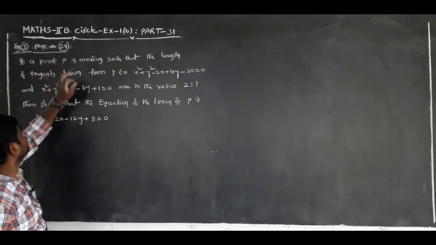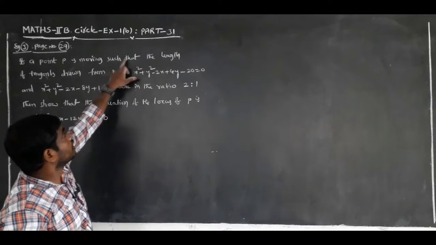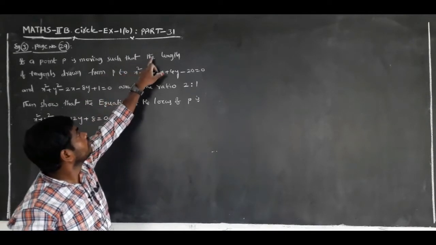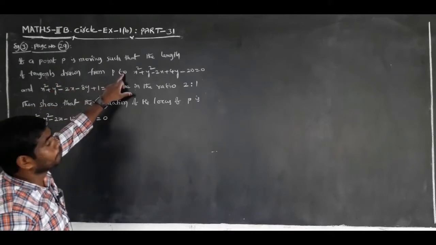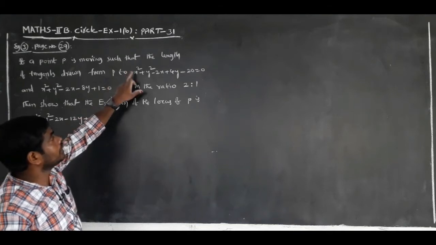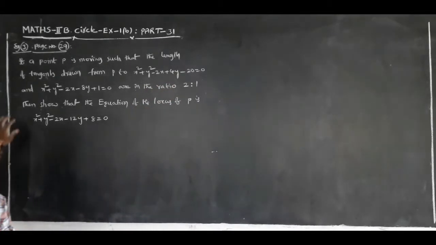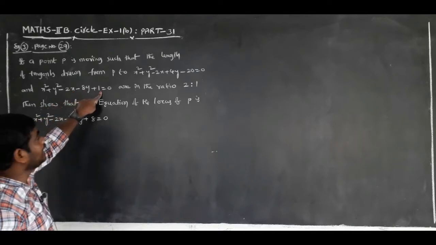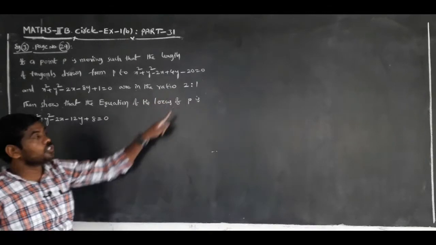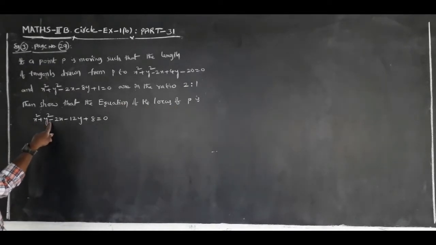Page number 29. If a point P is moving such that the length of tangents drawn from P to the circles x square plus y square minus 2x plus 4y minus 20 is equal to 0 and x square plus y square minus 2x minus 8y plus 1 equal to 0 are in the ratio 2:1, then show that the equation of locus of P is x square plus y square minus 2x minus 12y plus 80 is equal to 0.